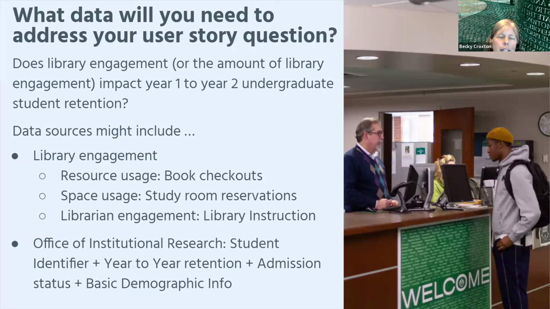So those are the different ways that I have decided in this version of the study to look at student engagement. And then from the Office of Institutional Research, you can see at a minimum, these are the types of data I asked for. I wanted a student identifier. I wanted to know what their status was in year one, what their status was at the beginning of year two. Did they enter the university as a freshman or transfer student? That's what I mean by admission status. And then just a little bit of basic demographic information like their college.